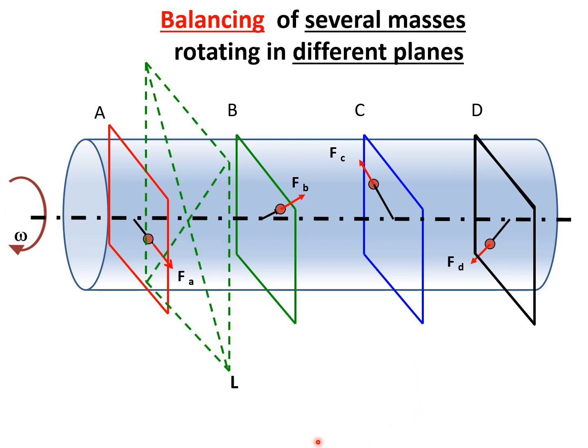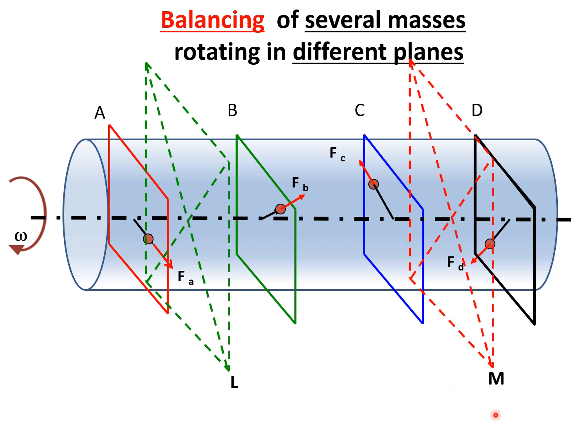To balance this, let us assume that there is one plane L and there is one more plane M. Our aim would be to provide masses in the planes M and L at certain radius such that all the forces and couples are balanced. So we'll see how we can do that. It is known as dynamic balancing. There are once again two methods, a graphical method and an analytical method. We will first go for the graphical method.